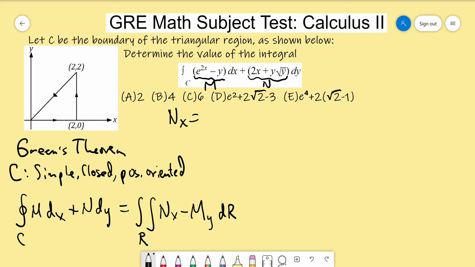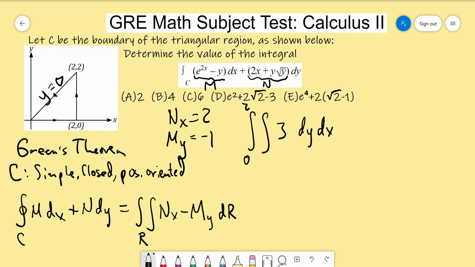Remember this is our N here, and this is our M. So the partial derivative of N with respect to x is going to be 2, and the partial derivative of M with respect to y is going to be -1. So this integral is going to be 2 minus -1, which is 3. Now we just have to figure out the limits of integration, dy dx. Dx we can take from 0 to 2, and then this line right here is the line y equals x, because it starts at (0, 0) and ends at (2, 2). So y goes from 0 to x.